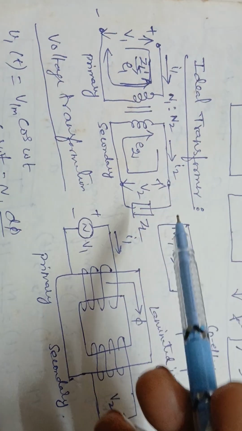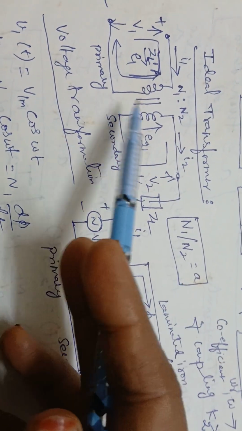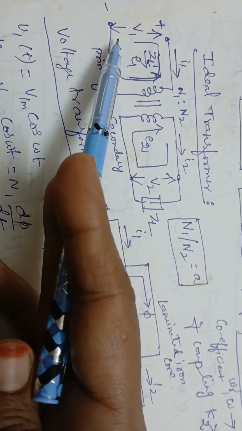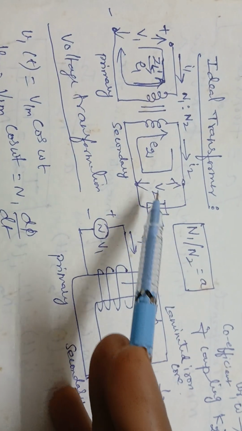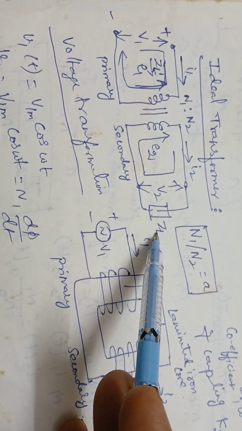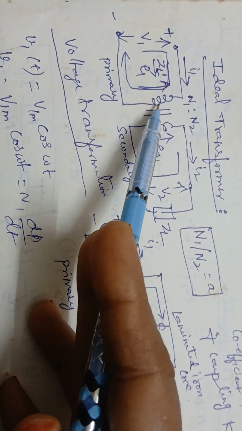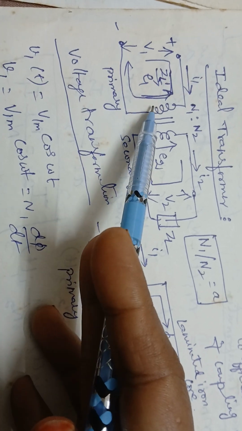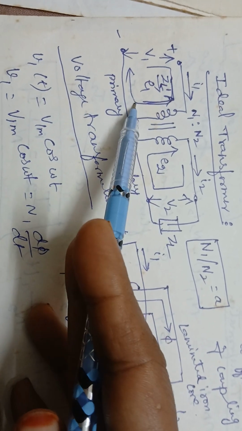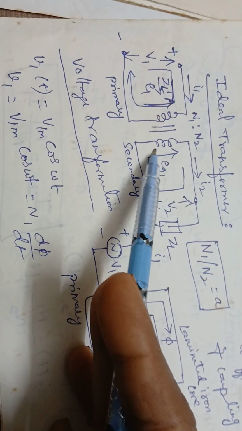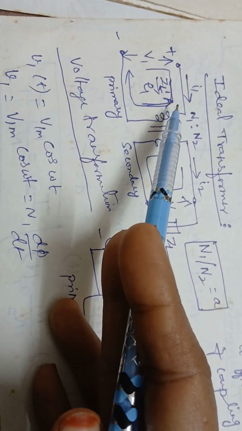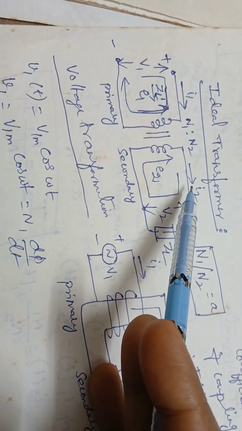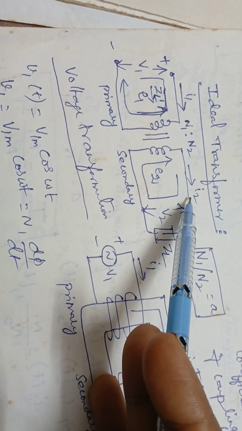This is the ideal transformer, with the primary and the secondary. The input voltage is V1, the output voltage is V2, the load is ZL, and the numbers of turns in the primary and secondary are N1 and N2. The EMF developed in the first inductance is E1, and the EMF developed in the second inductance is E2. The current flowing in the primary is I1, and on the secondary side it is I2.